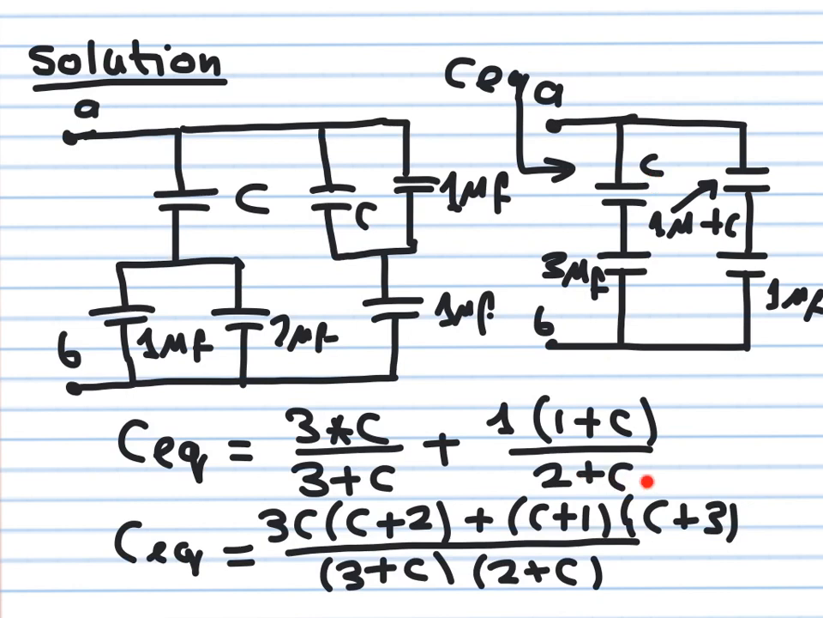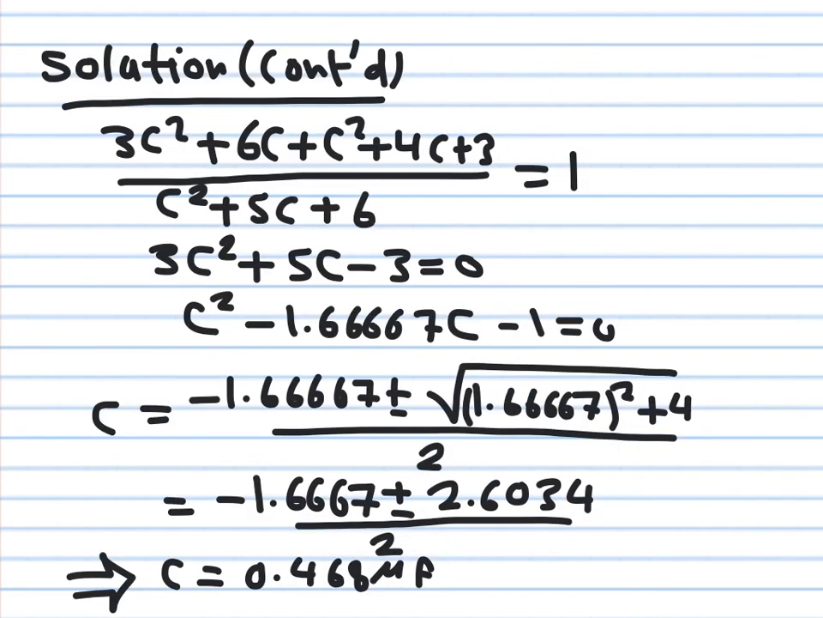So let's find the equivalent capacitance here. Let's take a common denominator. We multiply this one here by 2 plus C. We multiply this one here by 3 plus C, okay? And we combine all the terms that we are going to get. I combined all the terms. I collected the different coefficients here. Of course, I can simplify it further. So 3C squared plus C squared gives me 4C squared, and so on.